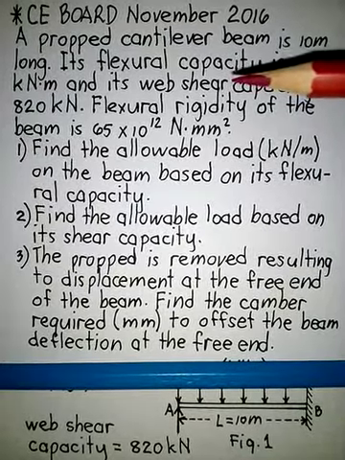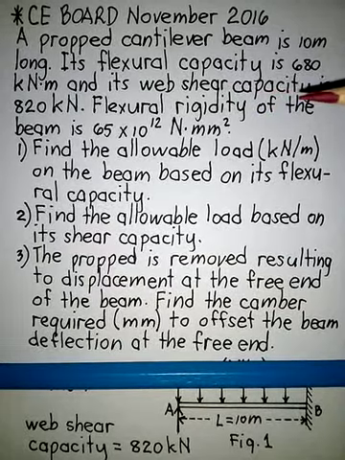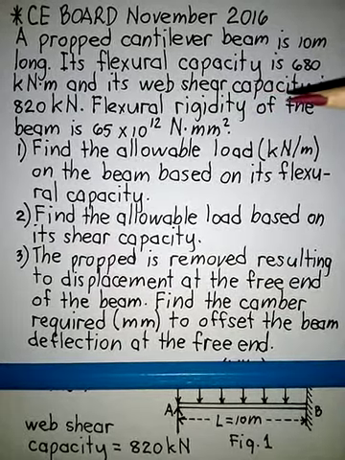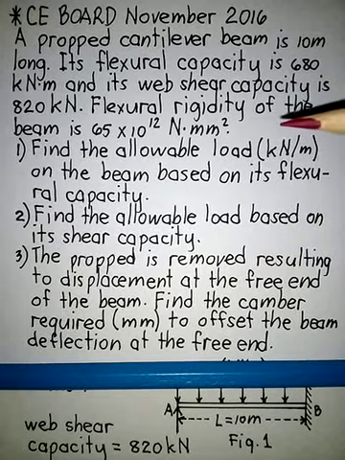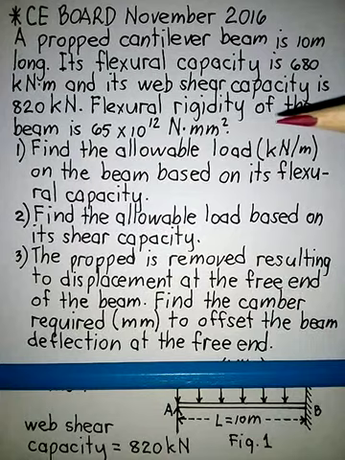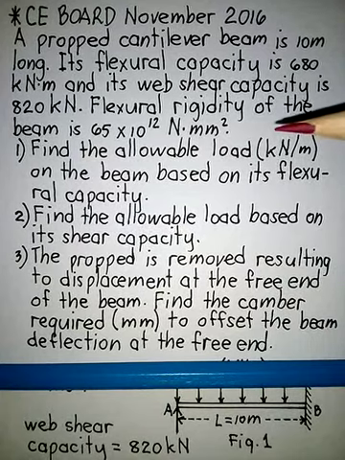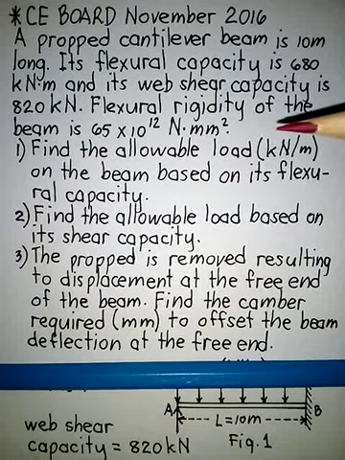A prop cantilever beam is 10 meters long. Its flexural capacity is 680 kN and its web shear capacity is 820 kN. Flexural rigidity of the beam is 65 times 10 to the 12 Newton millimeter squared.